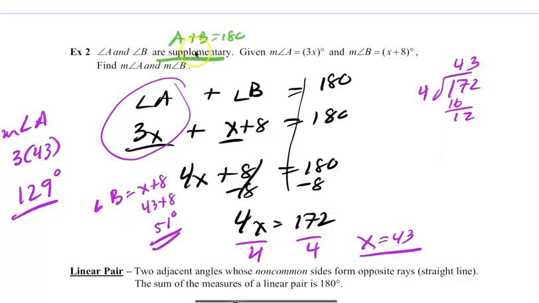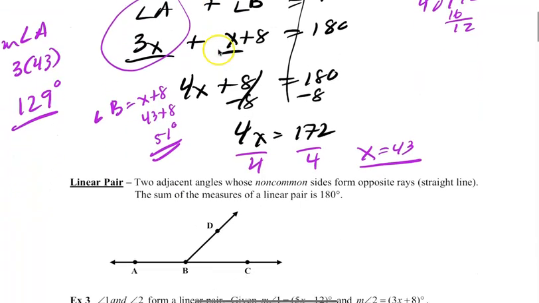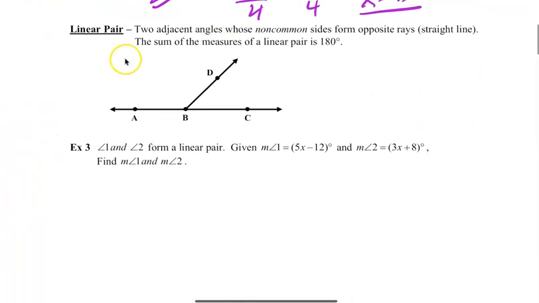That's supplementary, right? Supplementary is 180, complementary is 90. A linear pair is actually kind of like supplementary. A linear pair is two adjacent angles whose non-common sides form opposite rays. So that's just saying this is a common side, the side they share.